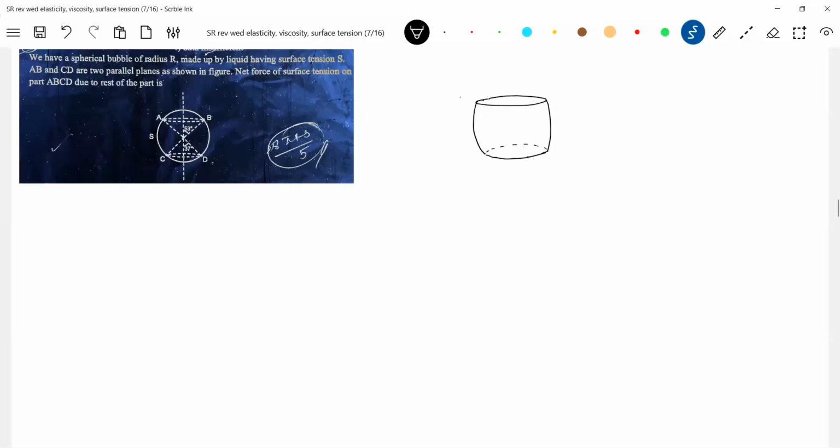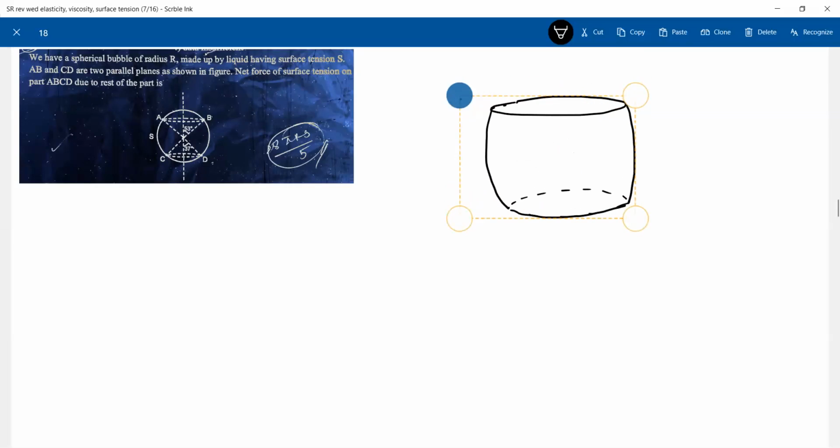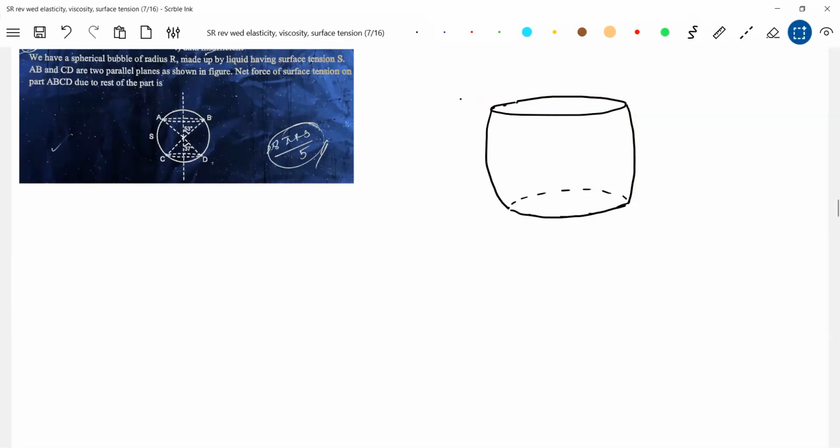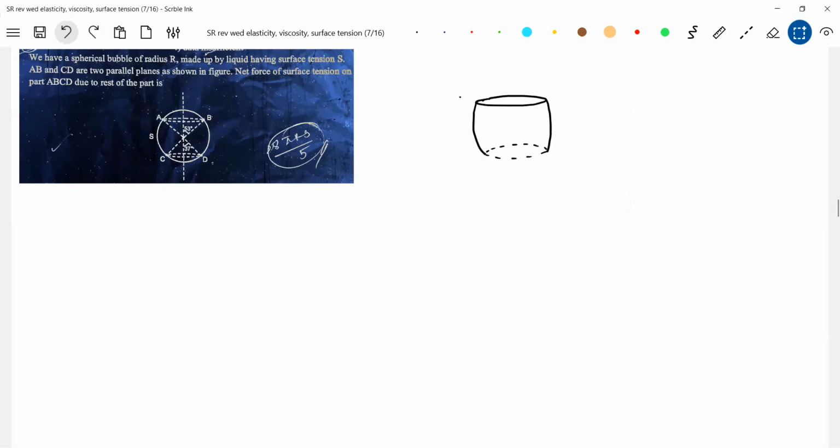Okay, this is the particular sphere when you remove that particular part. Not appearing. Okay, I'll get the diagram.